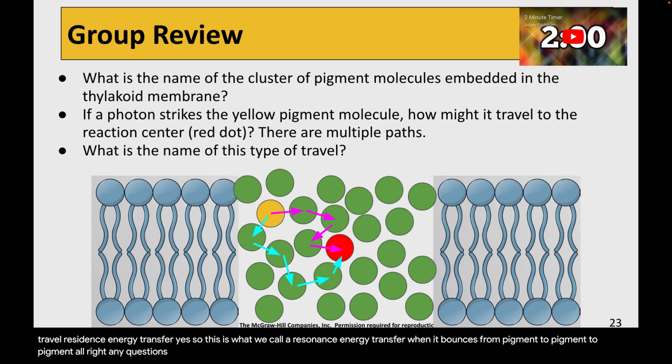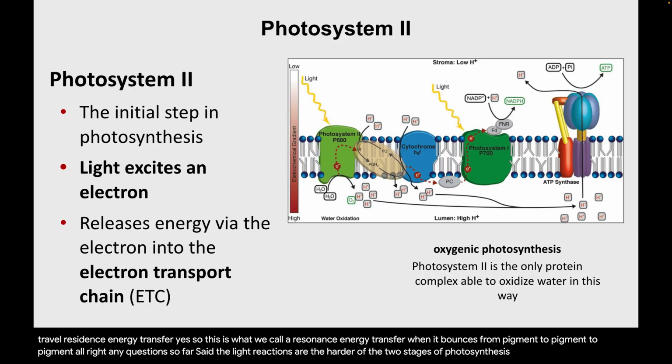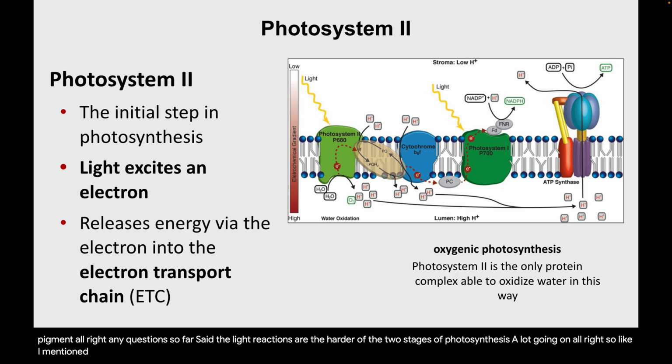All right, any questions so far? Like I said, the light reactions are the harder of the two stages of photosynthesis, just because there's a lot going on. All right, so like I mentioned, photosystem 2, even though it's number 2, happens first in our light reactions, right? This is technically the first step in photosynthesis.